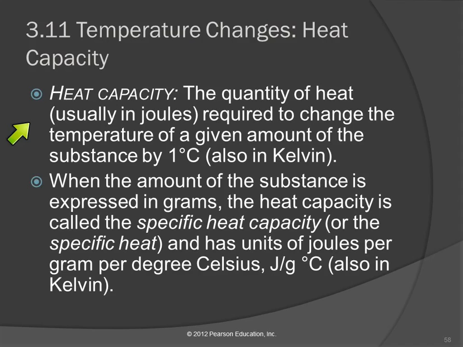So the amount of heat needed to change the temperature depends on the amount of substance. Well, we find it convenient to measure that amount of substance in grams. And when we measure it in grams, then we call it the specific heat capacity, or sometimes we just call it specific heat. And then it has units of joules per gram per degree Celsius. So that looks weird. Joules per gram degree Celsius. Weird units, but they're useful. Joules per gram degree Celsius. Or Kelvin, it's the same thing.